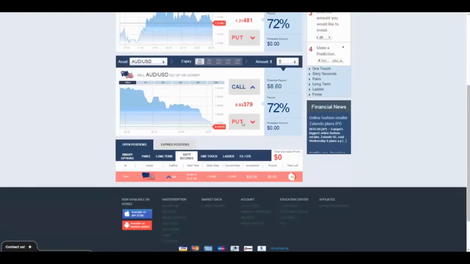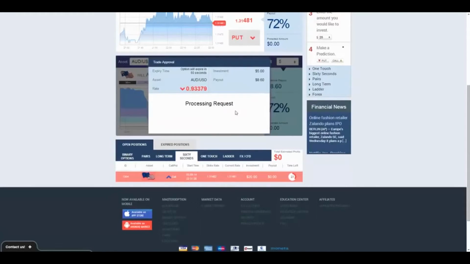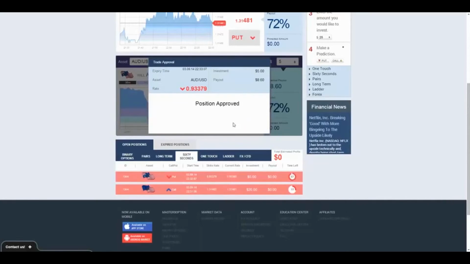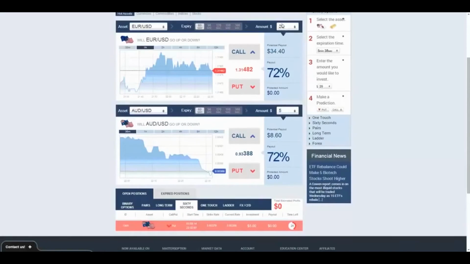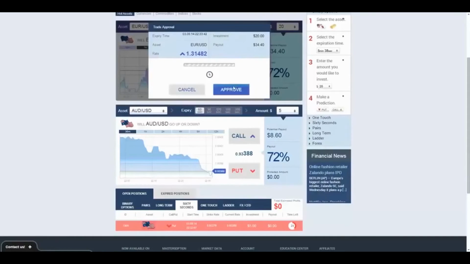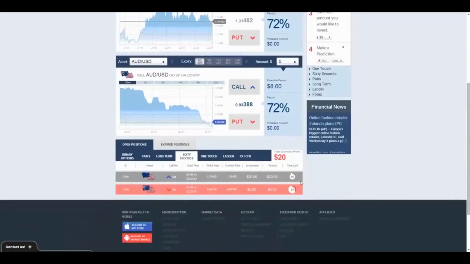Perfect. You can guess what I'm going to do now. Open the exact same trade for the minimum amount, $5. Done. Waiting for the seventh trade now. Seventh trade closing, and it's a tie. Once again, since the result is a tie, I'm going to place the exact same trade for the exact same amount. Done. Eighth trade almost closed. Closing now, and it's a loss.